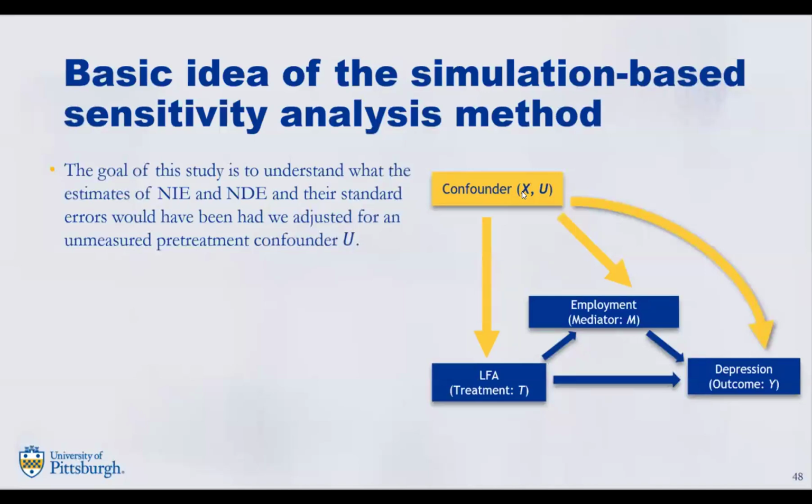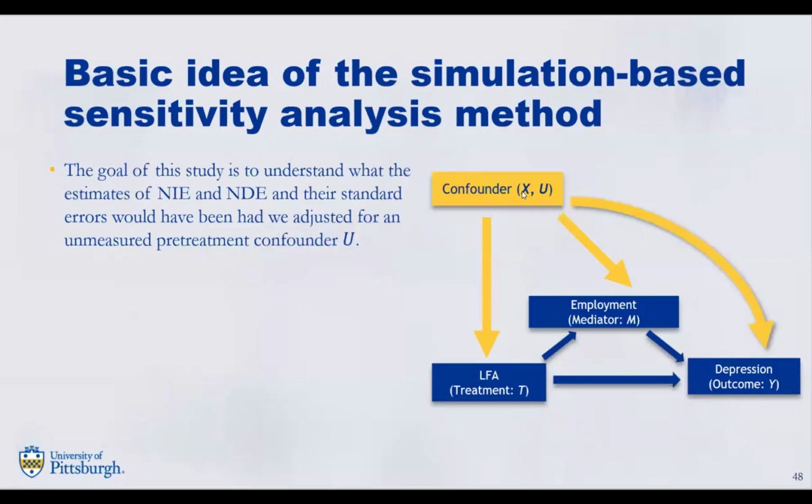Knowing that the goal of the study is to understand what the estimates of NIE and NDE and their standard errors would have been had we adjusted for an unmeasured pre-treatment confounder U, we realized that if we can adjust for this U in the analysis, then the problem will be solved. But the problem is that U is unmeasured. How can we further adjust for this U in the analysis?